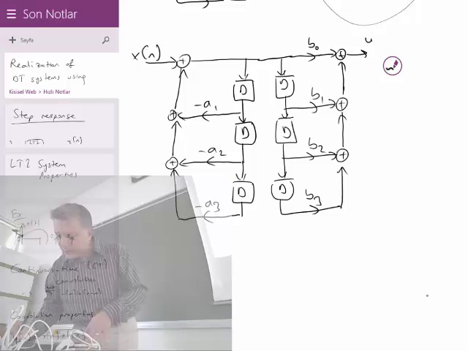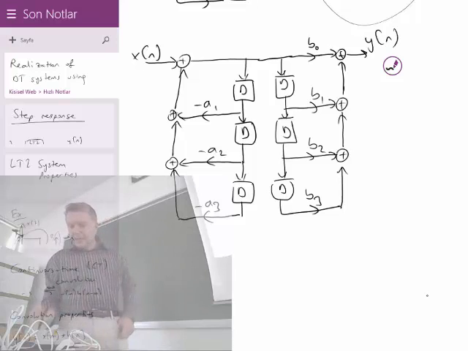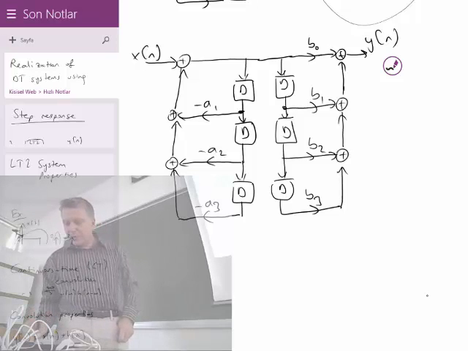And the output is y of n. It's clear, right? Since the top signal at this point and at this point are the same, it's v of n. This point is v of n minus 1, and so is this point. This point is also v of n minus 1. This point is v of n minus 2. This point is v of n minus 2.